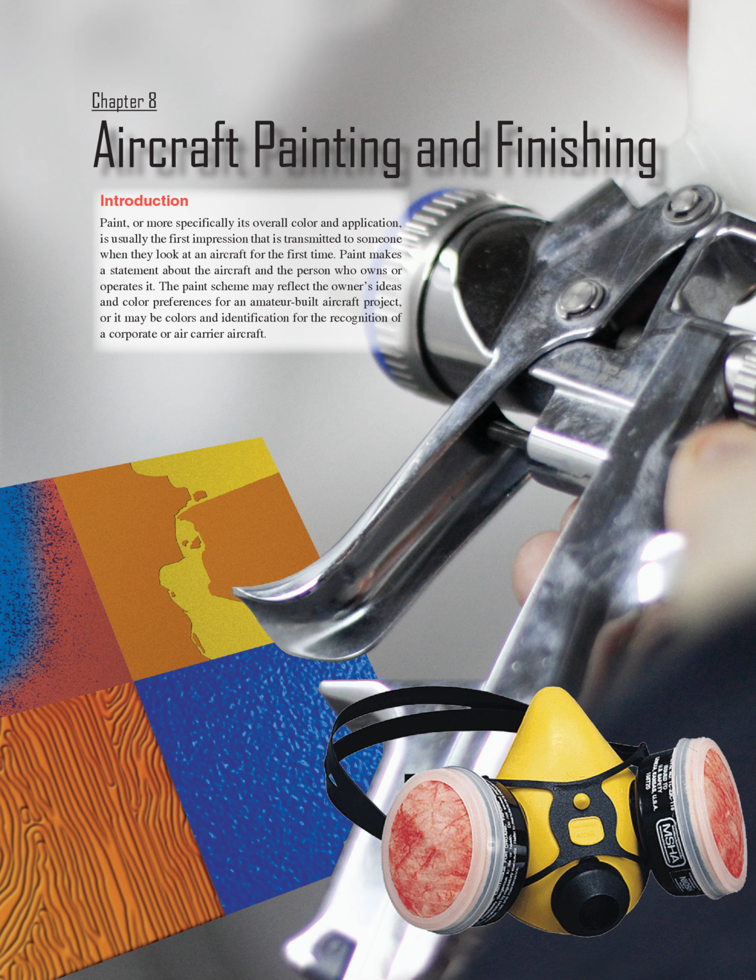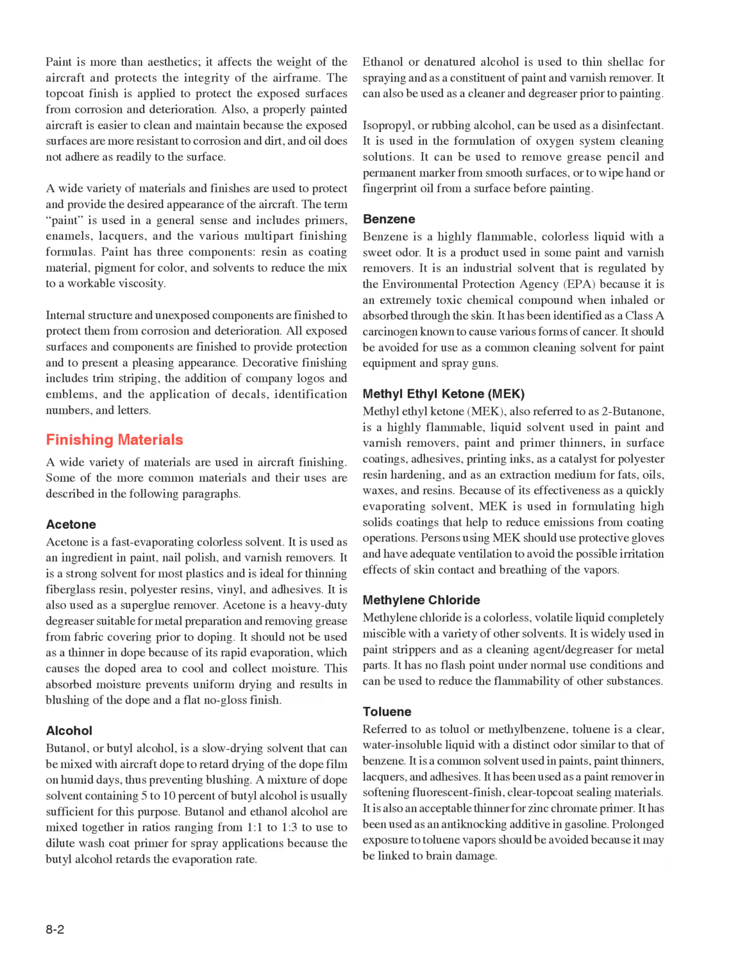The paint scheme may reflect the owner's ideas and color preferences for an amateur-built aircraft project, or it may be colors and identification for the recognition of a corporate or air carrier aircraft. Paint is more than aesthetics, it affects the weight of the aircraft and protects the integrity of the airframe. The top coat finish is applied to protect the exposed surfaces from corrosion and deterioration. Also, a properly painted aircraft is easier to clean and maintain because the exposed surfaces are more resistant to corrosion and dirt, and oil does not adhere as readily to the surface.